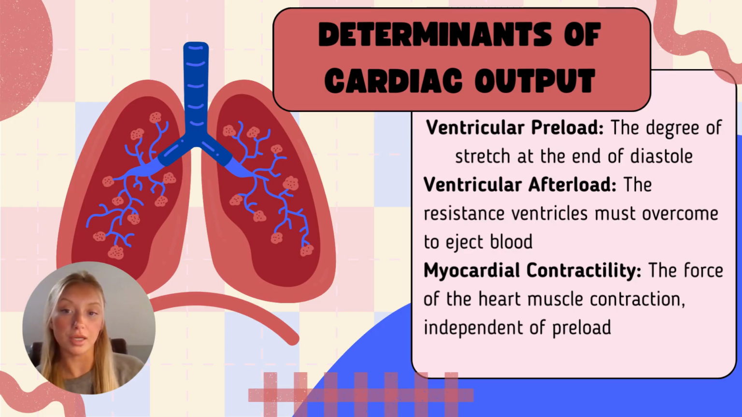To dive a little bit deeper into stroke volume, that's going to be further influenced by three different factors: ventricular preload, ventricular afterload, and myocardial contractility. Ventricular preload is the degree of stretch at the end of diastole. Diastole also is known as the filling period, where the heart is filling up with blood. Ventricular afterload is the resistance that the ventricles must overcome to eject that blood. And myocardial contractility is the force of the heart muscle contraction independent of preload.